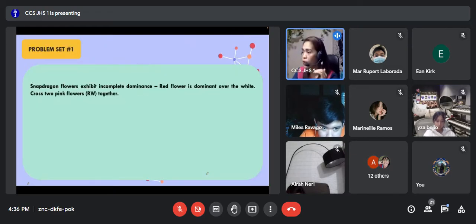So teacher, how will we know that that particular problem is incomplete dominance? There is a statement stated as part of the problem. So let's have here problem set number 1. By the way, the problem set, same thing, is found on our module. So we have here another plant called a snapdragon flower. Red is dominant while white is recessive. And if you have a heterozygous, that will give you pink.